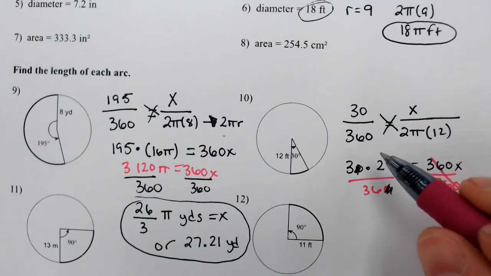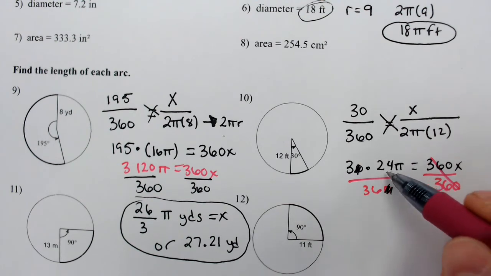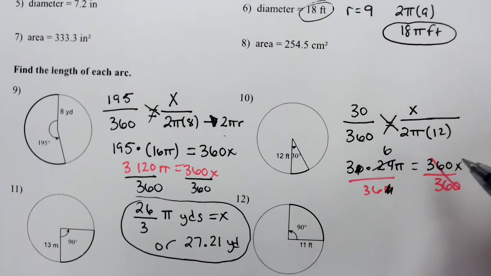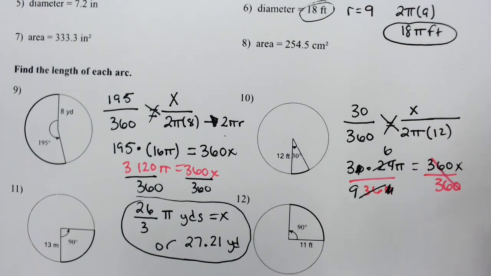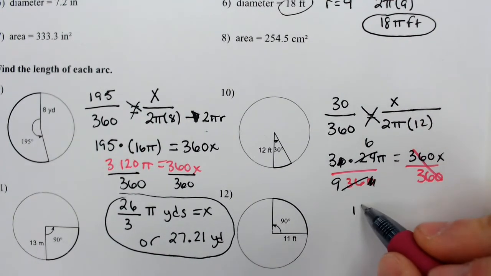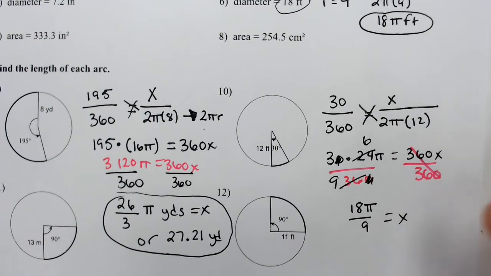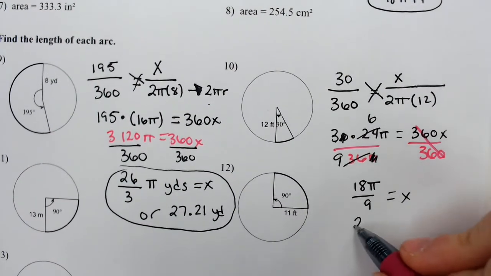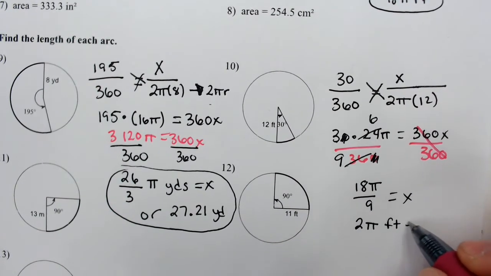And then if we took the 24 and 36, 24 I know can divide by 4 and become 6. And 36 could divide by 4 and become 9. And then it's a lot easier to just multiply a few things together. 3 times 6 is 18 pi over 9. But actually, I know what 18 divided by 9 is too. That's 2. So our actual answer is apparently just 2 pi feet.